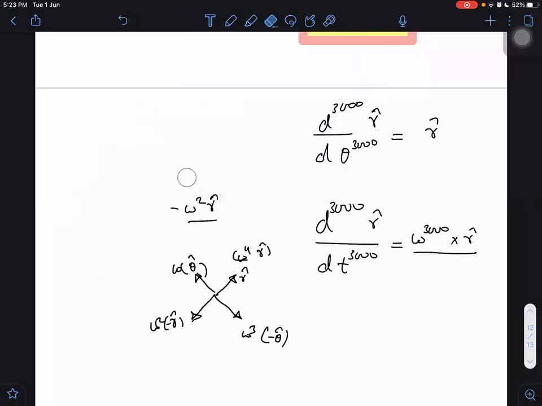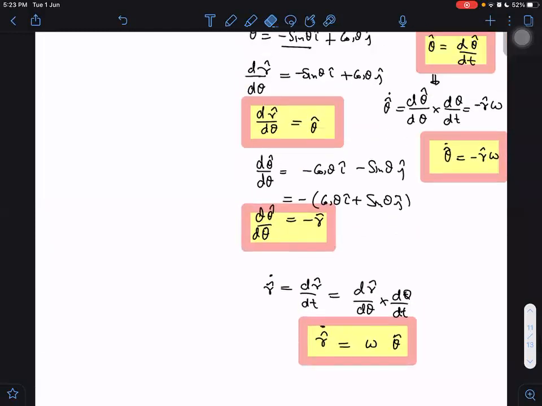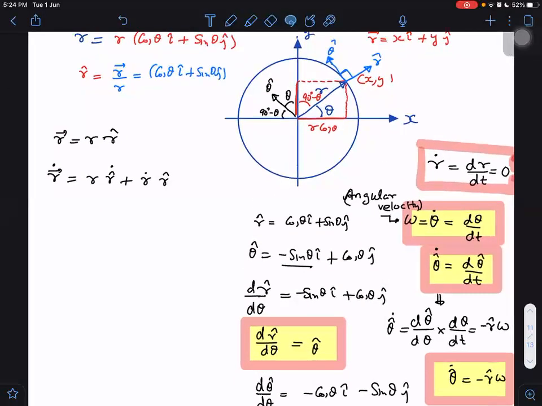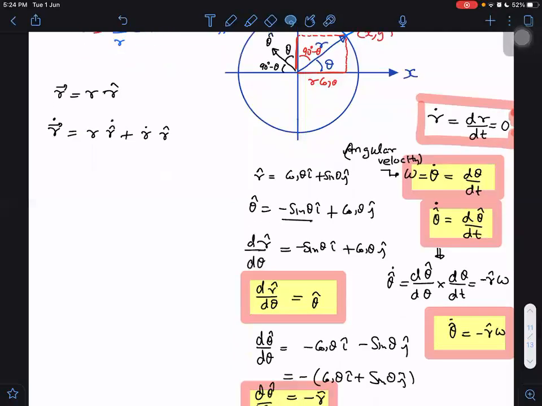Come back to this where we were, and understand whatever I'm doing here. The main aim is that you should be very good at understanding vectors. I'm teaching you vectors here. Don't think I'm teaching you circular motion. The main purpose is to make you understand how these unit vectors can be differentiated with respect to theta, and if we differentiate with respect to theta, how easy the answer we get. This is the main purpose. These things should appear easy to you.